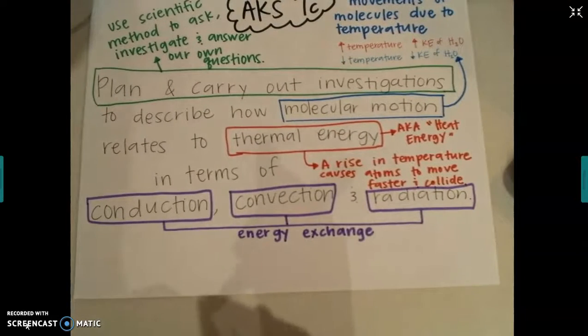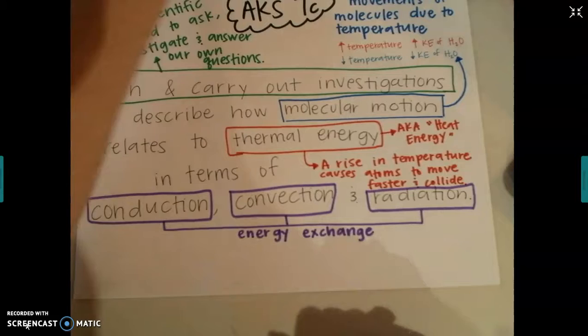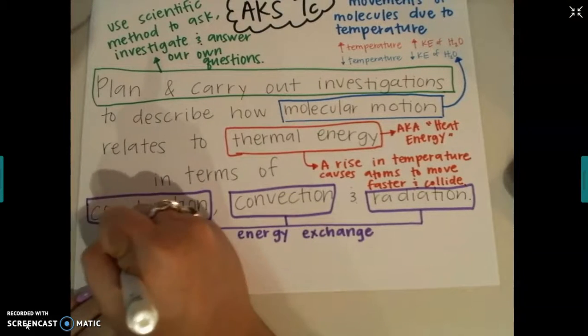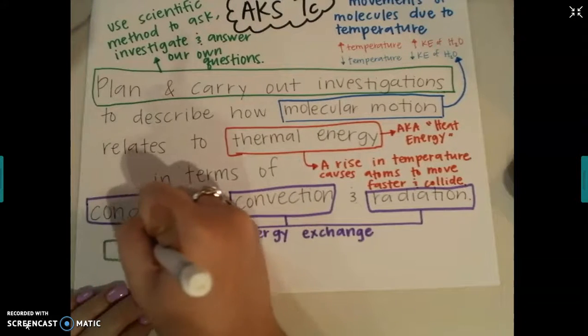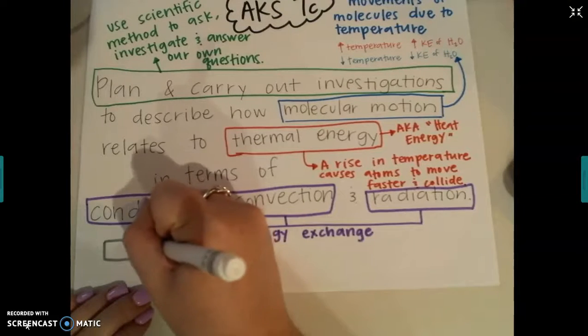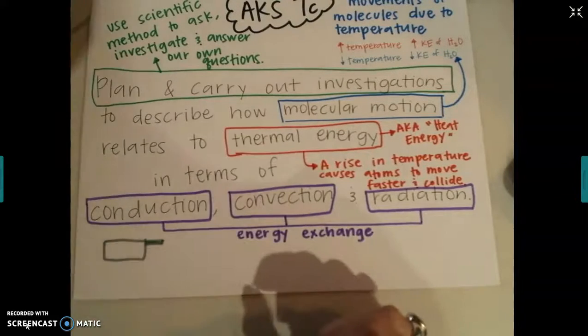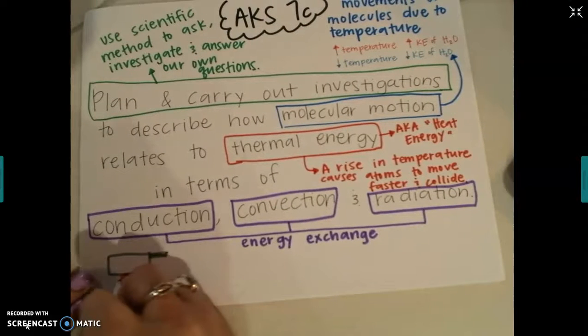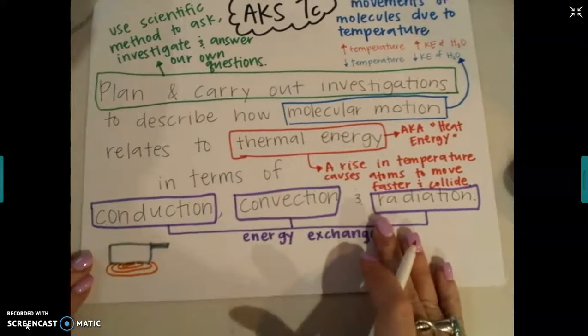So let's talk about conduction first. I'm going to draw a little picture of a pot on the stove. I want you to draw that as well. So here's my little pot on the stove. I'm going to draw the stove eye beneath it. And I'm just doing this with some little rings to show my little stove eye turned on.